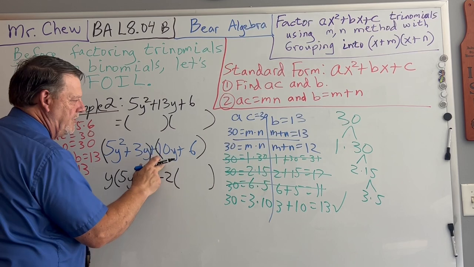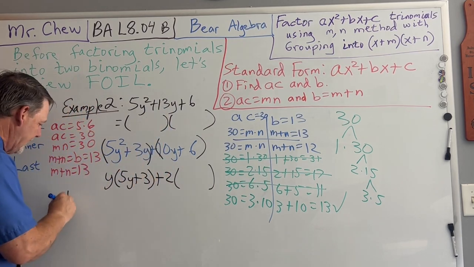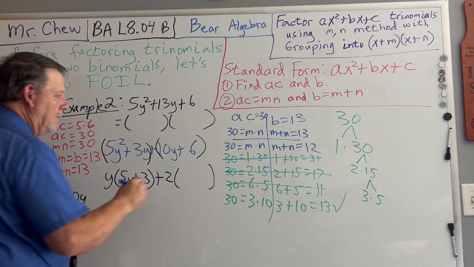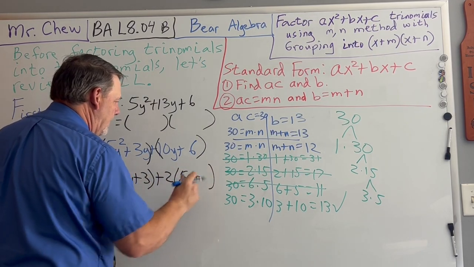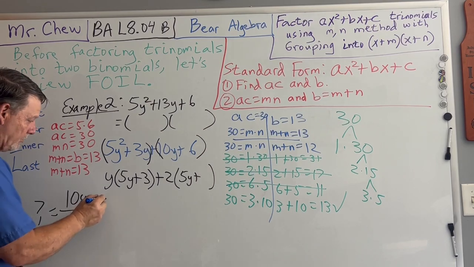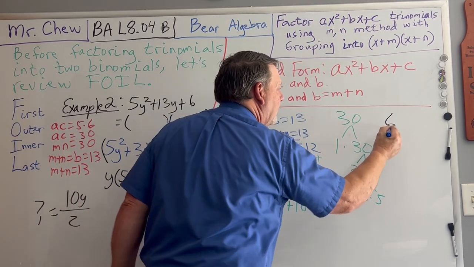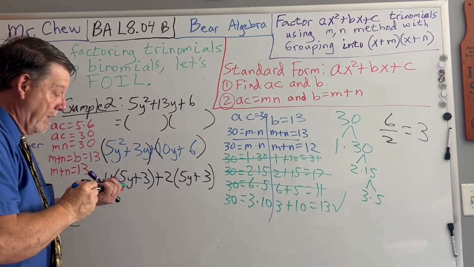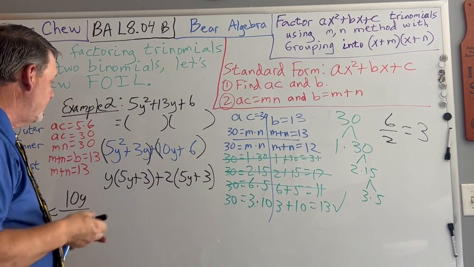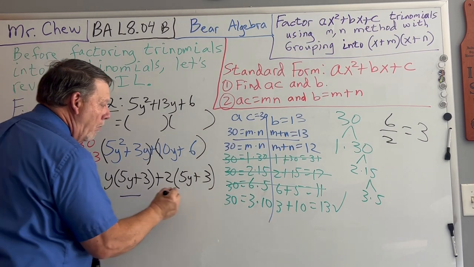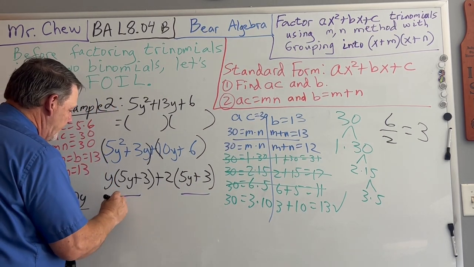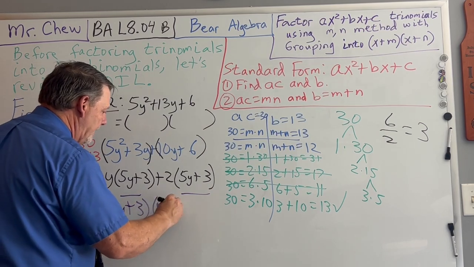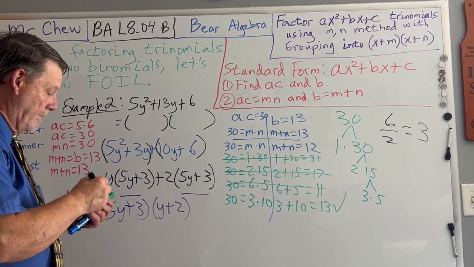The GCF is 2. If I put 5y plus 3, does it work? I don't know. What do you multiply by 2 to get 10y? This is what I'm asking. 10y divided by 2 equals what? It equals 5y. Then 6 divided by 2 equals what? 6 divided by 2 is 3. Well, look. Do I have my boom baby? I sure do. Boom baby! So 5y plus 3 times y plus 2 is my factored form.